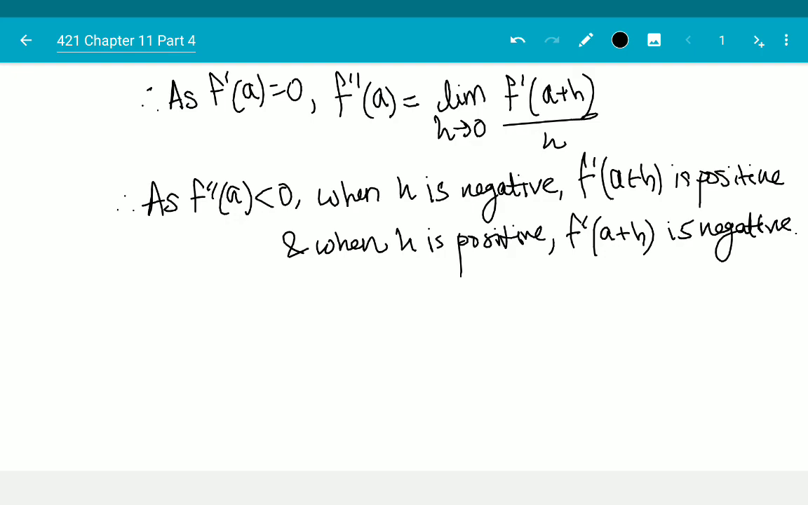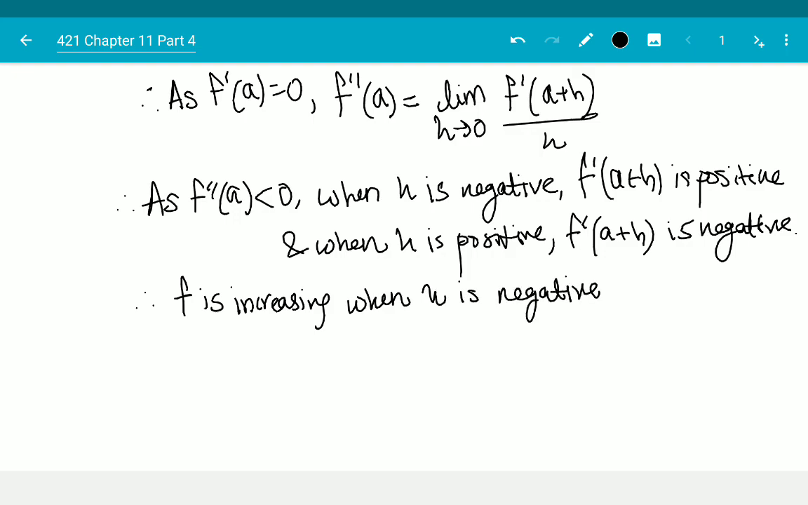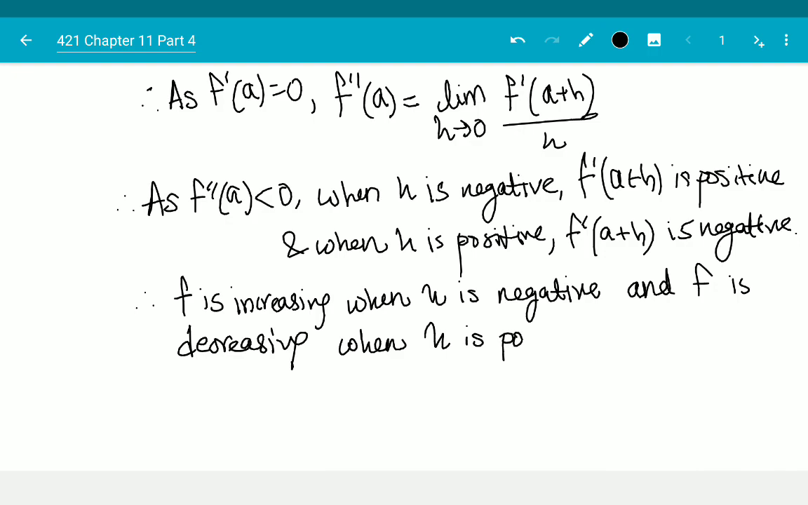Right? So that means, therefore, since when h is negative, f prime of h is positive, therefore f prime is positive, f is increasing. F is increasing when h is negative, and f is decreasing when h is positive.